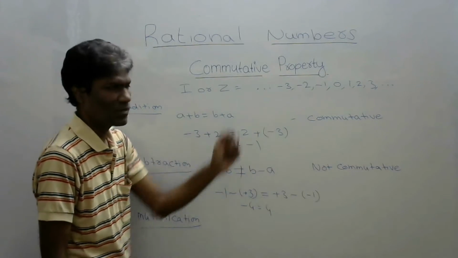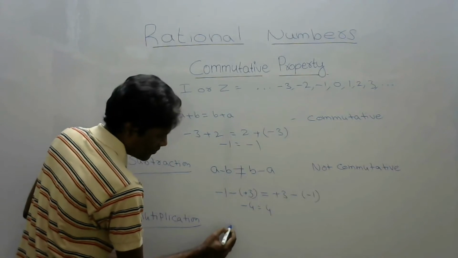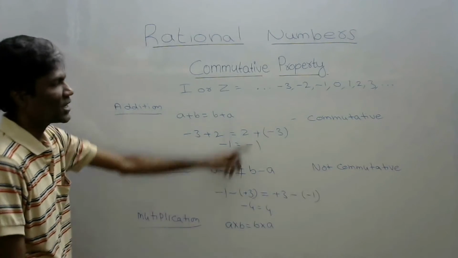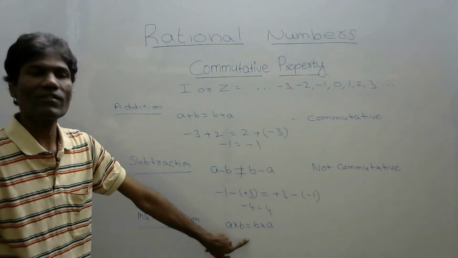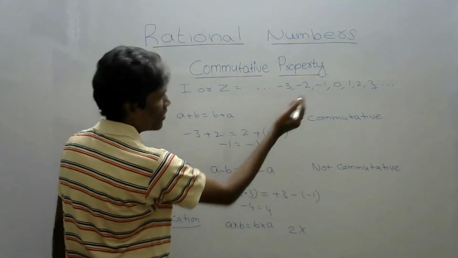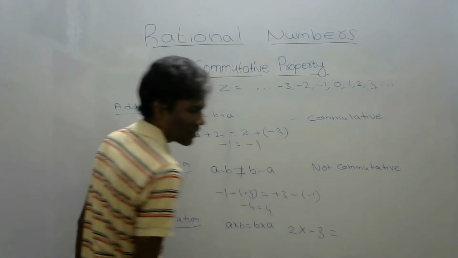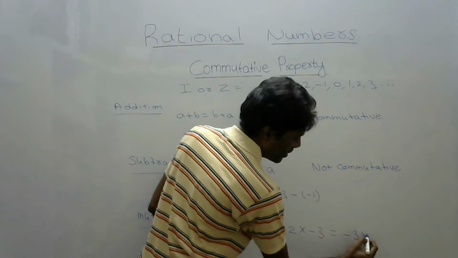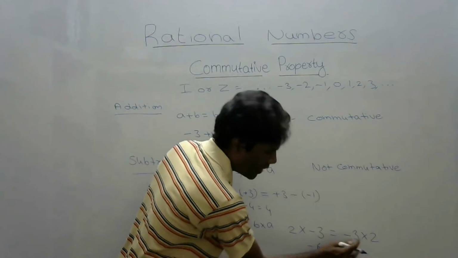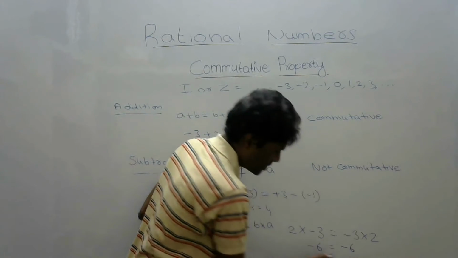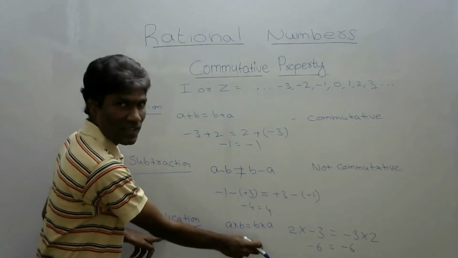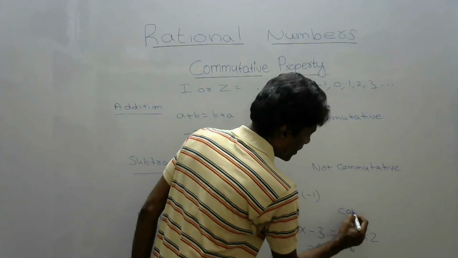Now, take any two numbers and let us multiply. We need to check whether a into b equals b into a. Is it satisfying this condition or not? That we need to check. Take some numbers, say 2 into minus 3. Now the reverse of it, minus 3 into 2. 2 into minus 3 is minus 6. Minus 3 into 2 is minus 6. Is it the same? Yes. So, under multiplication, it is commutative.